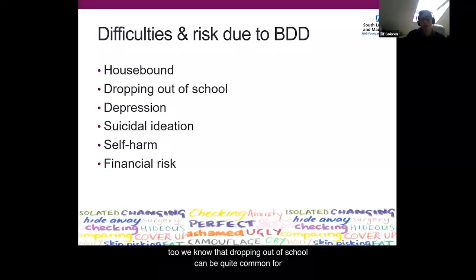We know that dropping out of school can be quite common for young people with BDD. It can be really hard to focus in the school environment, and it can affect learning as well. Eventually, when BDD isn't treated, it might be difficult for the young person to stay at school, and they end up leaving.